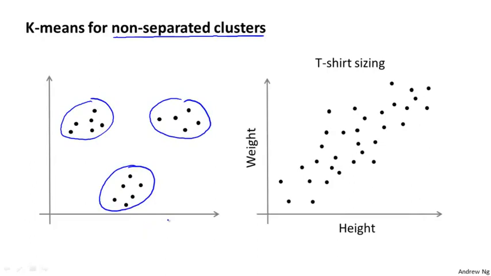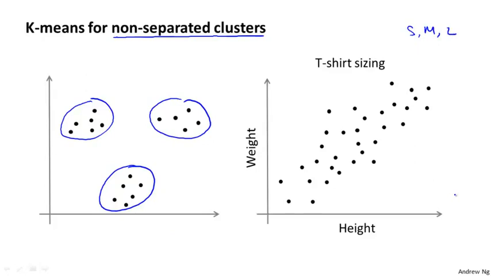Here's an example application to t-shirt sizing. Let's say you're a t-shirt manufacturer, and what you've done is you've gone to the population that you want to sell t-shirts to, and you've collected a number of examples of the height and weight of these people in your population. I guess height and weight tend to be positively correlated, and so maybe you end up with a data set like this, with a set of examples of different people's heights and weights. Let's say I want to design and sell t-shirts of three sizes: small, medium, and large. So how big should I make my small, my medium, and my large t-shirts?